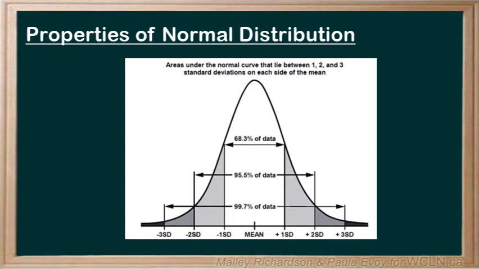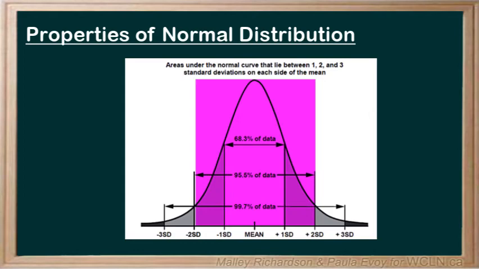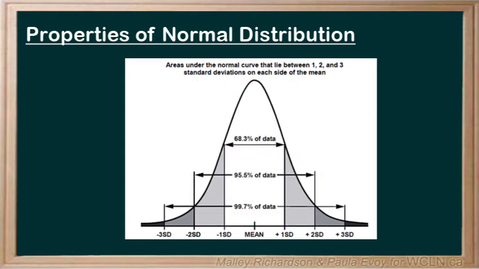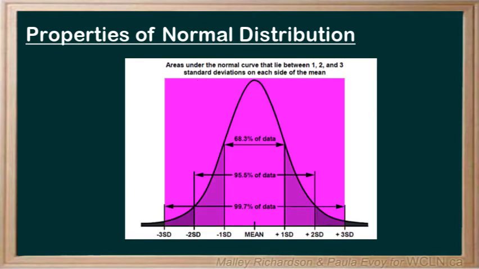The image below gives us a clear picture of this rule. In one standard deviation, we have 68% of the data. In 2 standard deviations, we have 95% of the data. And in 3 standard deviations, we have 99.7% of the data.